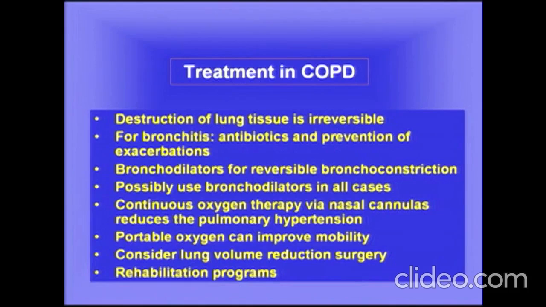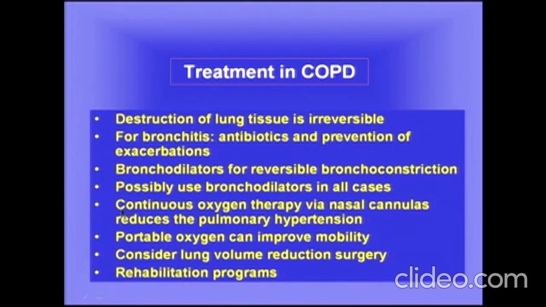The pulmonary hypertension can be treated to some extent by continuous oxygen therapy, and that's used via nasal cannulas for patients who have a very low arterial PO2 and are developing pulmonary hypertension, because the prognosis of these patients is linked, in many of these patients, to pulmonary hypertension.